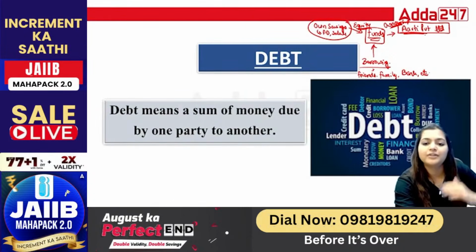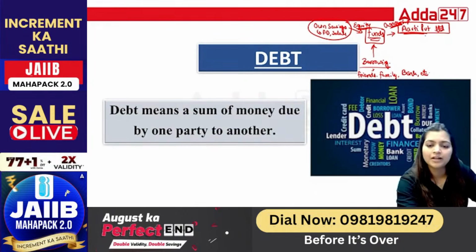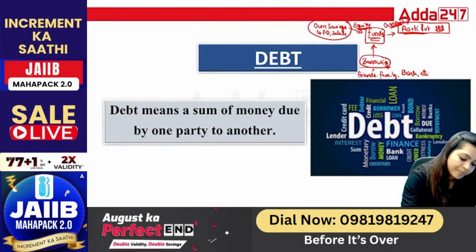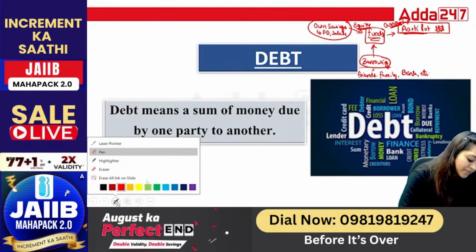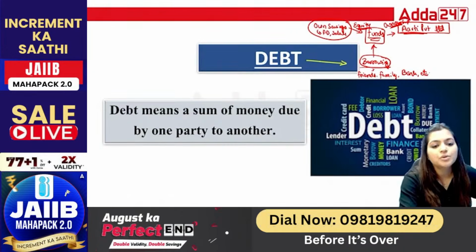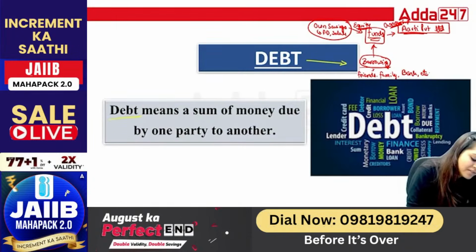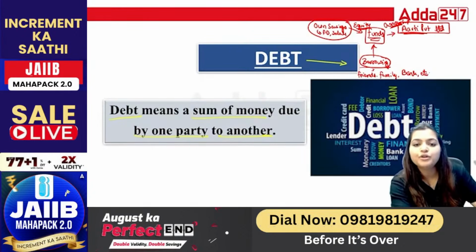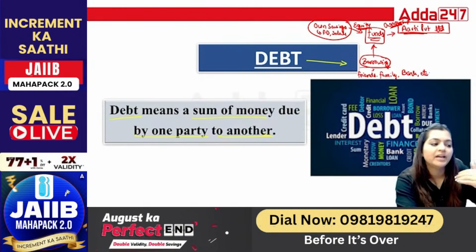But on the other hand, when I'm arranging funds from family, friends, or a bank loan, that is borrowing. Debt means borrowing only. So debt means a sum of money due by one party to another. When I'm borrowing from a bank, I need to repay interest, and I'm going to repay the principal amount as well. So that is debt. Here it creates a liability.